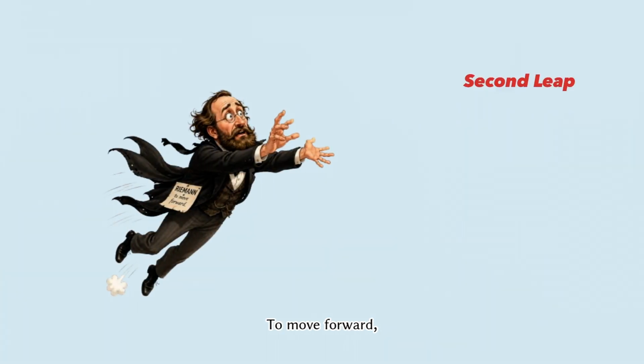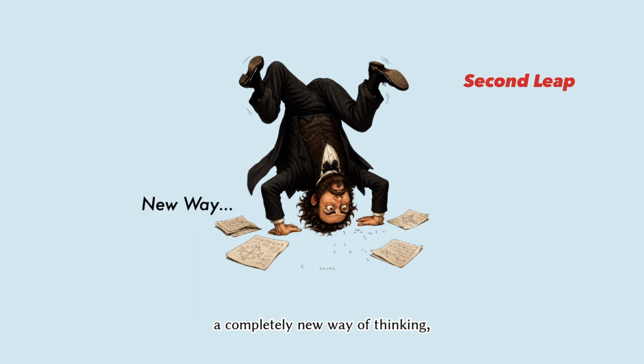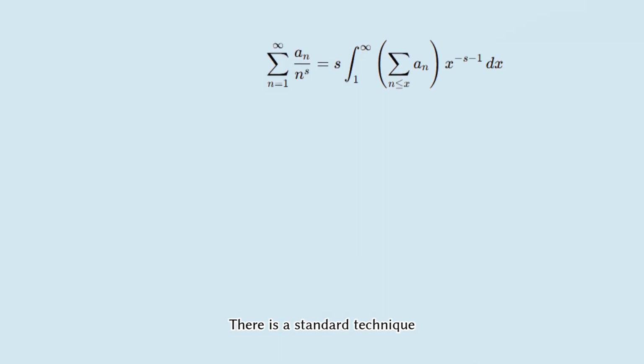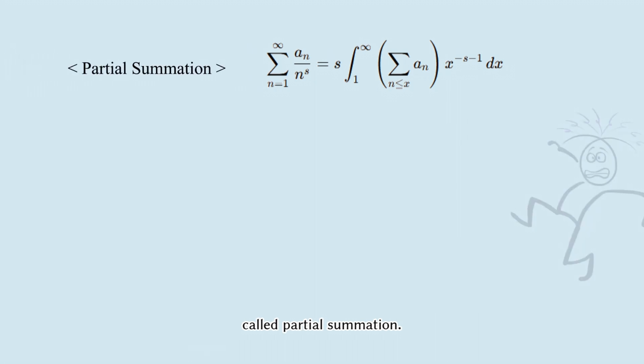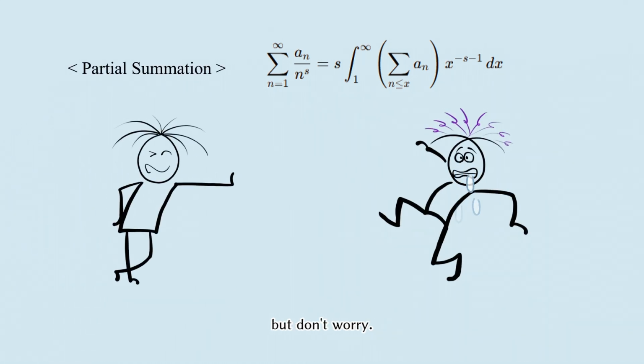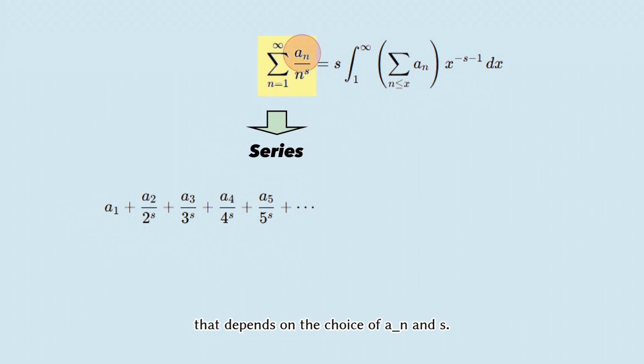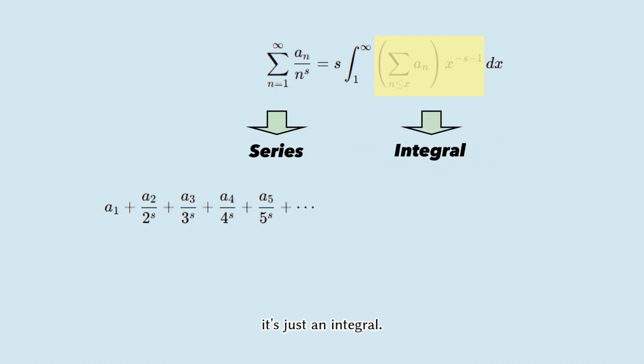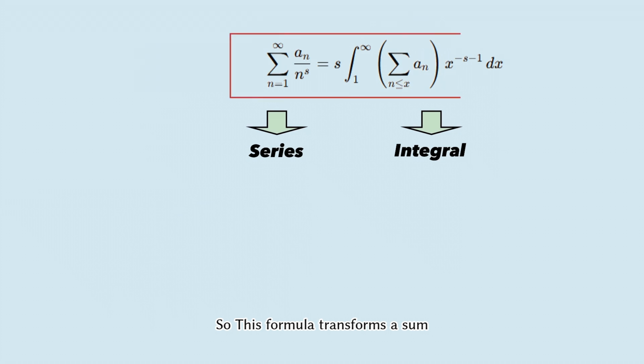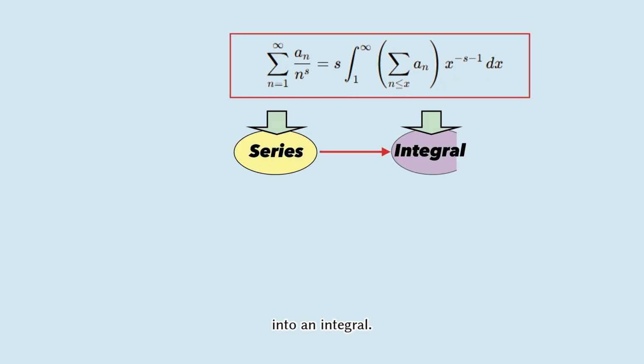To move forward, he needed a completely new way of thinking, and mathematics already had one. There is a standard technique called partial summation. It looks complicated, but don't worry, we'll focus on the idea. The left-hand side is a series that depends on the choice of a_n and s. Now, look at the right-hand side. Zoomed out, it's just an integral, but inside the integral, we see the partial sum. So, this formula transforms a sum into an integral.